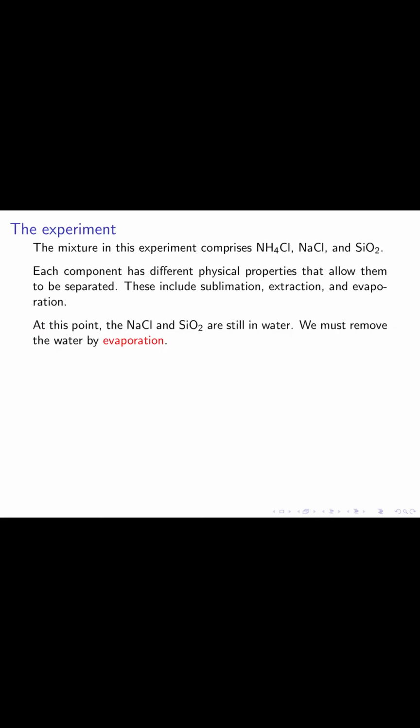At this point, the sodium chloride and silicon dioxide are still both in water, though they are separated. We must remove the water by evaporation. Both the sodium chloride and the silicon dioxide will be heated until the water evaporates and the samples are completely dry. At this point, we can weigh them to determine their percent composition.